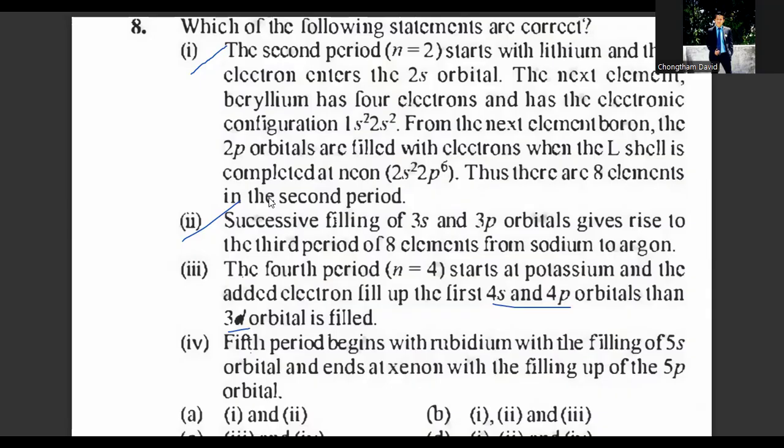So statement 1, statement 2, and statement number 4 are the correct statements for this question number 8. The correct answer would be 1, 2, and 4, which is option D. So D is the answer to question number 8. I hope it is clear.